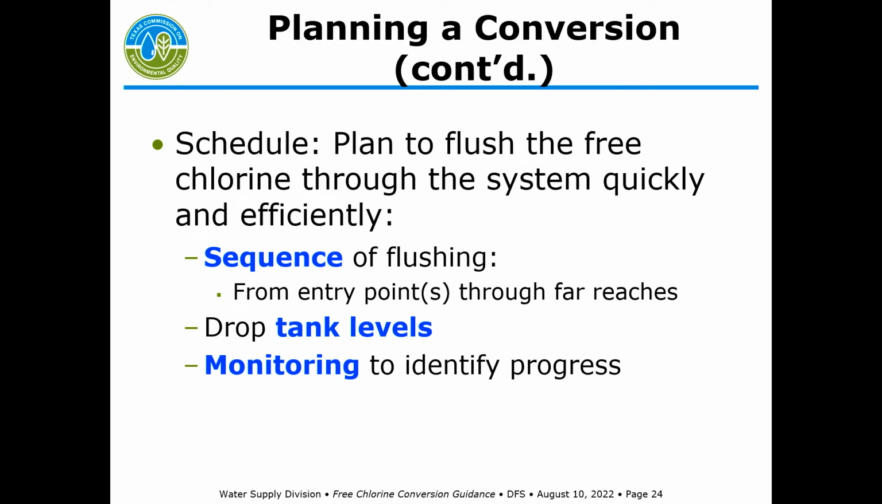You need to have a schedule. You want to try to plan to flush the chlorine through the system as quickly and efficiently as possible. So you need to have worked out a sequence of flushing, and that's from the entry points all the way out to the ends. We highly recommend dropping tank levels during free chlorine conversion, and I'll talk more about that. And then you need to be doing more monitoring to identify how far the free chlorine has progressed through the system, and then the reverse at the end, how far the monochloramine has gone through the system as you're trying to get back to your regular monochloramine residual.